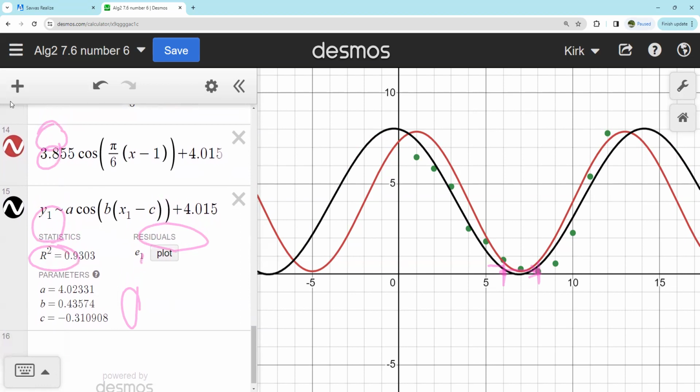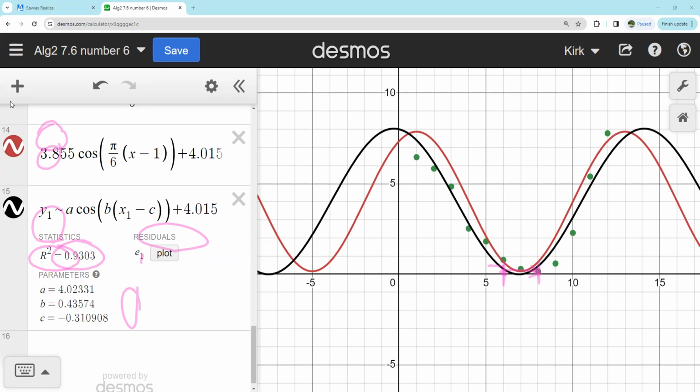Looking down here, your regression analysis right here. It's not great, but it's pretty good. It'll give us a faster estimate for that equation to get the graph that does the best job of coming close to all those points. Anyway, there's 2 different ways to work that.